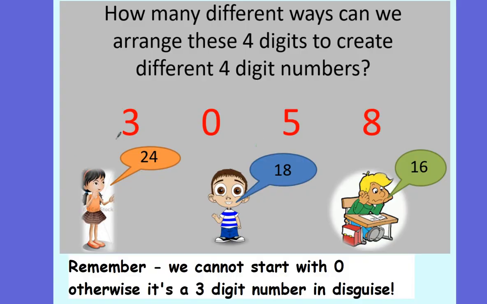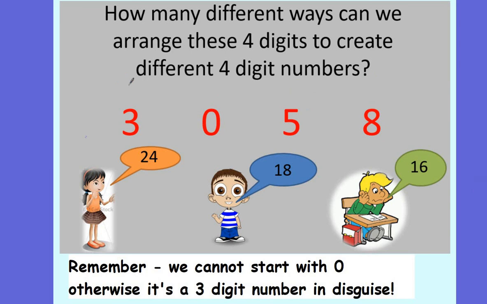Okay guys, I've given you 4 digits, 3, 0, 5 and 8. And I want you to create as many different 4-digit numbers as you can by rearranging those 4 digits. Helpful hints: if you start with a 0 and then put the other digits in, like 0358, that's no longer a 4-digit number, okay? That's a 3-digit number in disguise because the 0 gives you nothing for your thousands, so that's just 358. So I cannot include that.